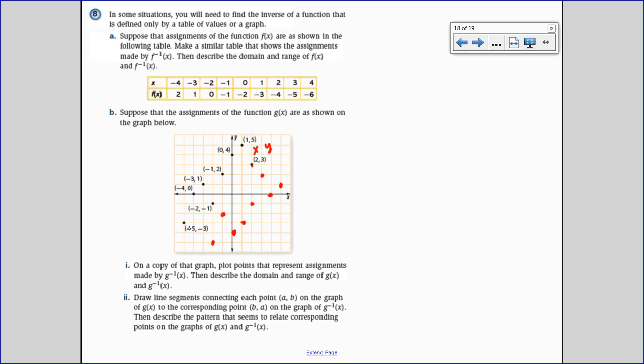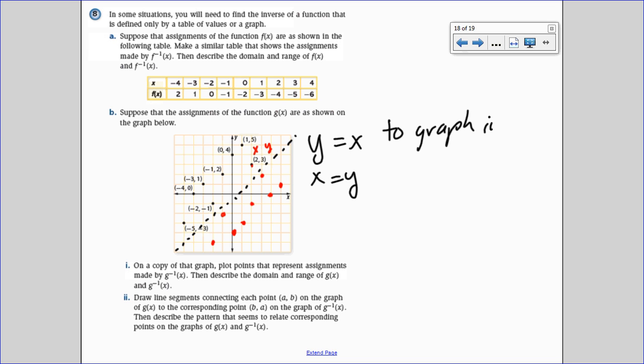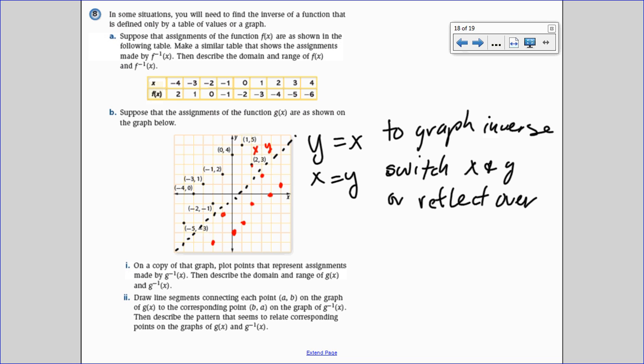We want a way that we don't want to find every single point, but if you start to see what's going on here is we're switching x and y. Like y equals x or x equals y. Well, we've done that in 2x where we had reflections, so this would be a reflection over the line y equals x. We're switching the role of x and y. So for any function to graph the inverse, switch x and y, or reflect over y equals x line.